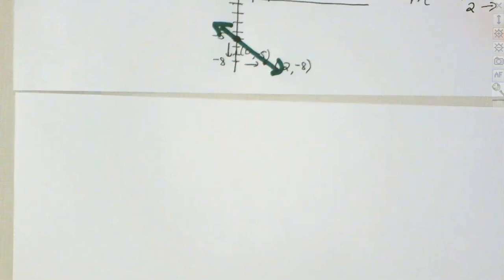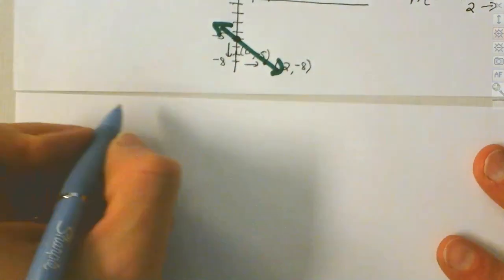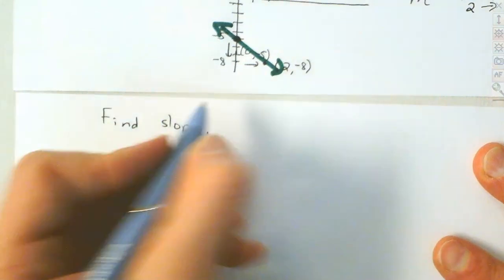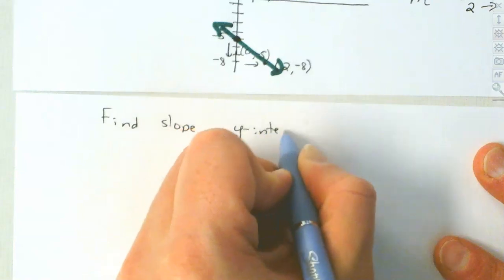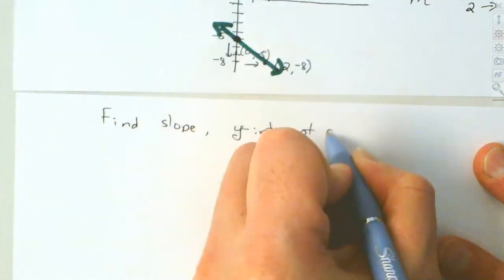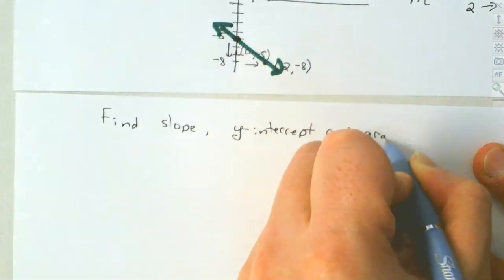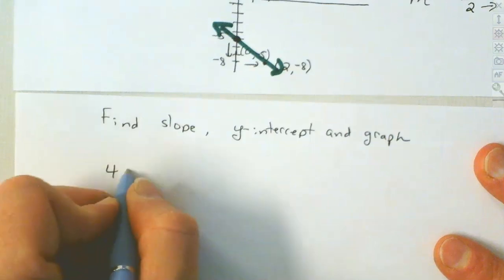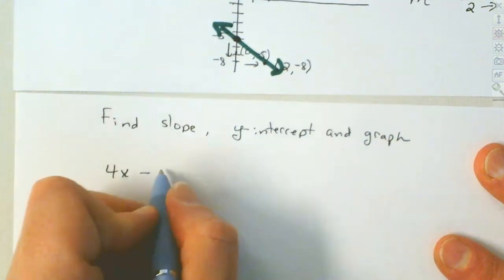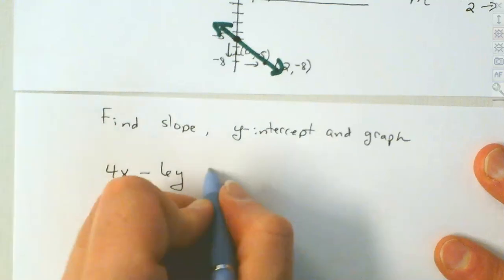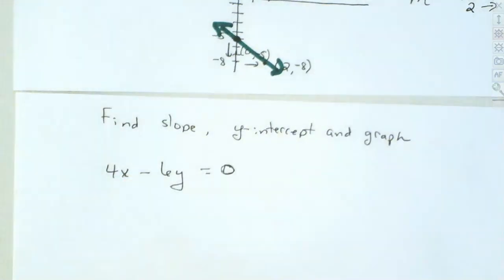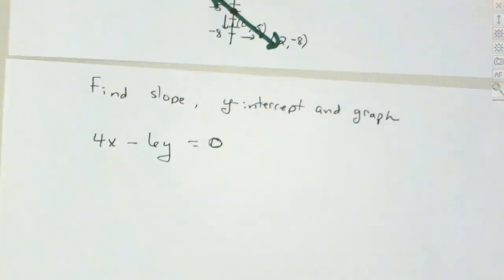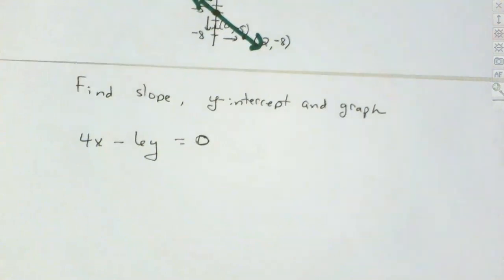So let's do another one. Let's find the slope, y-intercept, and graph. So let's look at this one. And I picked this one on purpose just to make sure we understand what happens if there's no number on the end.